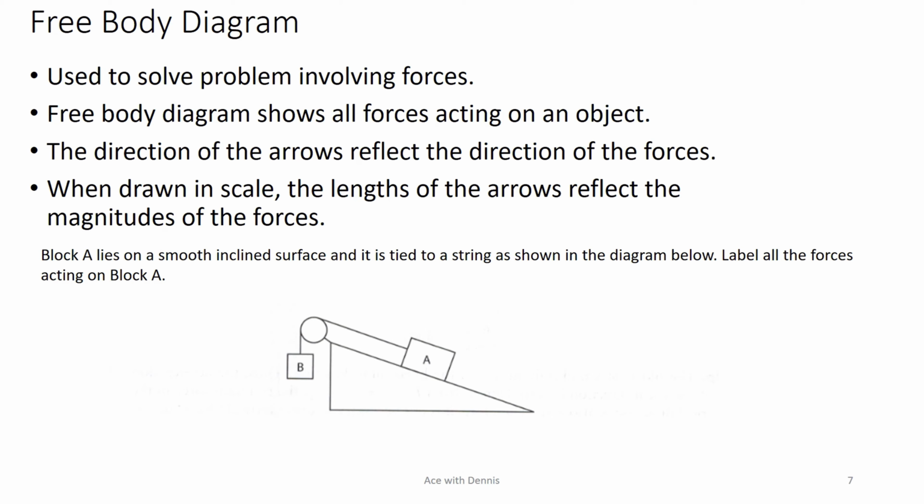Now the first force that you can consider will be the weight. Next, there will be a normal force N. Also, there's a tension T on the string. So these are the three forces that you can label on this free body diagram.